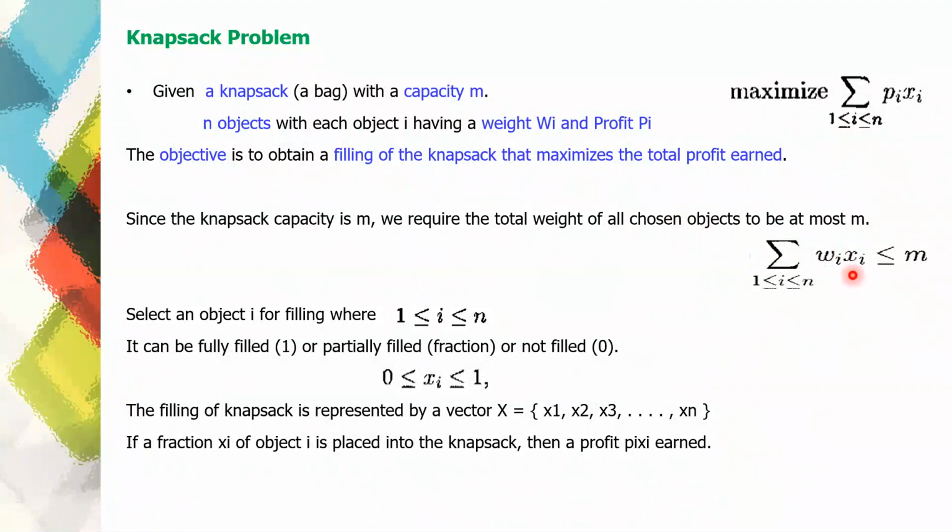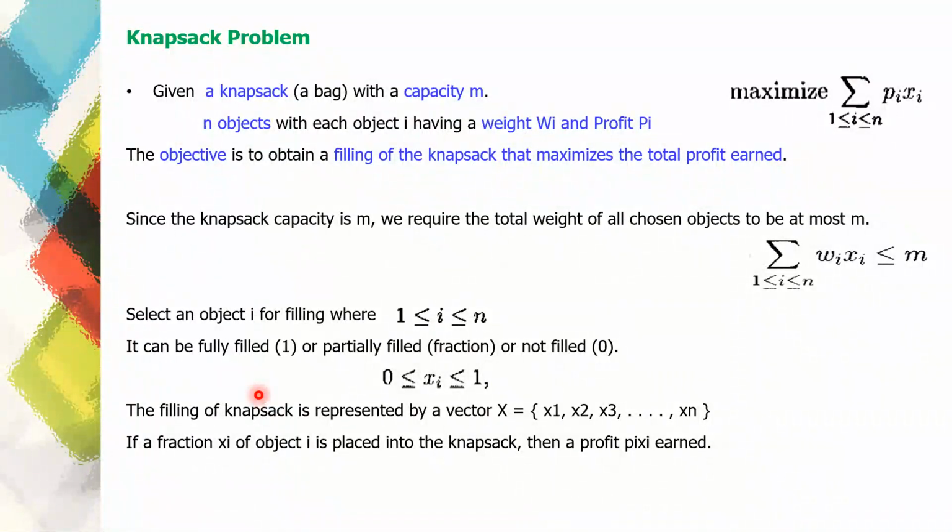Now, what is this Xi that I have written here? Wi is the weight of the ith object. Pi is the profit of the ith object. Now, what is this Xi? Xi can be either equal to 0 or 1 or a fraction between 0 and 1. Xi is a value, any value between 0 and 1. If I have some object, I can put it into the bag, I may not put it into the bag, or I may partially fill it into the bag.